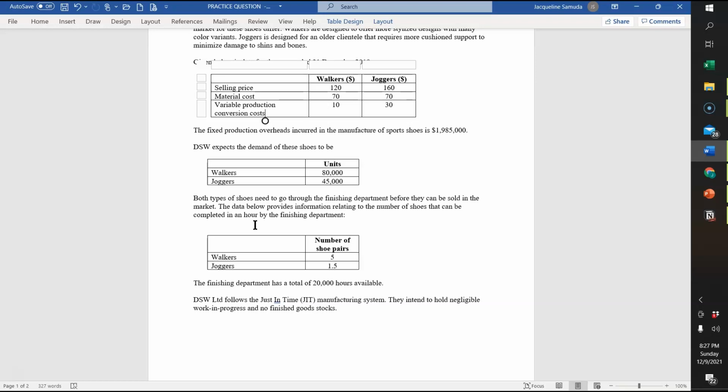So it goes on to talk about a just-in-time manufacturing system, where DSW doesn't keep inventory. They don't hold finished goods, and they try to minimize the amount of work in progress, which is basically incompletely manufactured goods. They don't want to keep a lot of work in progress, so they use the word negligible.